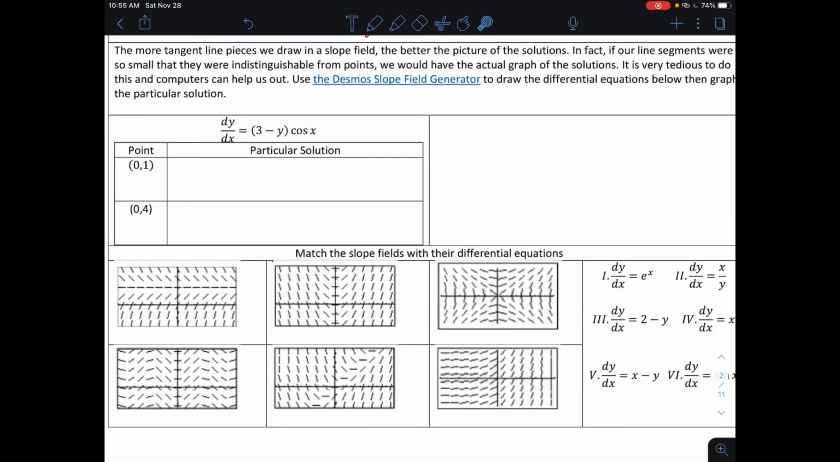Now I want to do another one of these. So what I want to do is we're given a differential equation. We're going to use Desmos slope field generator, and we're going to look at a slope field that's already pre-made for us, and then we're going to graph two particular solutions on it. So here's our differential equation.